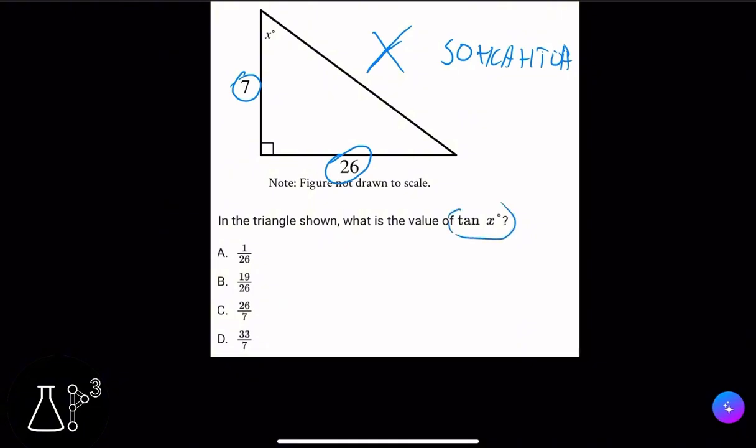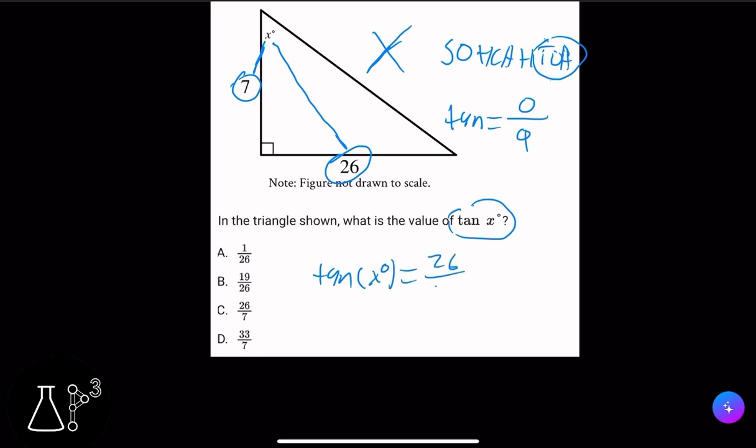We're looking for tangent. So we're going to use TOA. And TOA can be tangent equals opposite over adjacent. And opposite is the opposite length that's corresponding to the angle measure, and adjacent, or A, is the length closest to it. In this case, when we look at x, we can see the opposite length is 26, so 26 is going to have to be on top, and adjacent, like we said, is the length closest to x. In this case, it's going to be 7. Therefore, tangent of x equals 26 divided by 7. Therefore, my answer is going to be C.